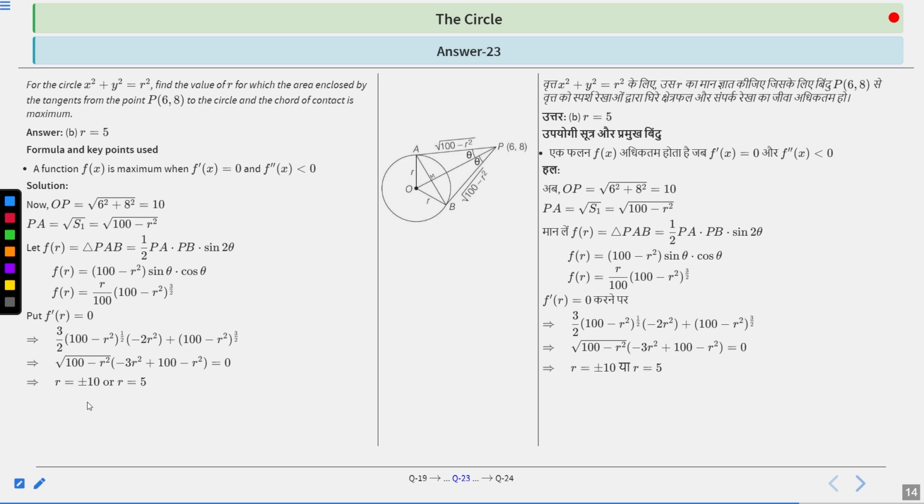Therefore, we will get R is equal to plus minus 10 or R is equal to 5. Here R is equal to 5 is the right answer. Clear? Therefore, option B, R is equal to 5 is the right answer. Got it? Okay. Let's move to the next question.